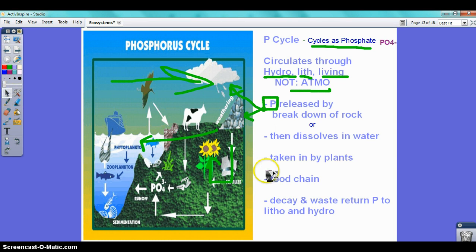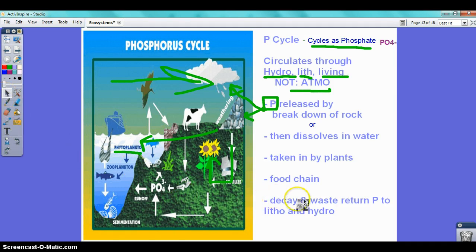Obviously, once the plant has it, a food chain begins. Same thing can happen in the water. If it's dissolved by the water, a plant in the water can take it in and the food chain starts. So here they're showing you phytoplankton, which is our biggest producer on Earth because it's found in the oceans.